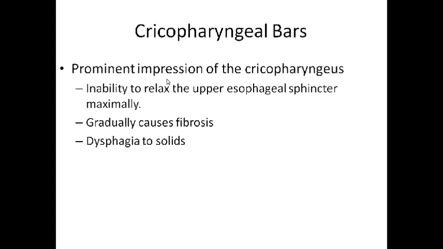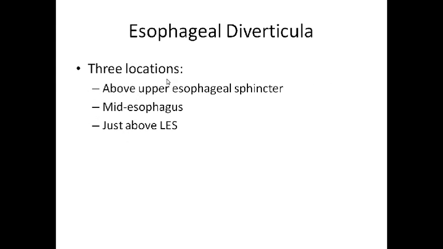We can have cricopharyngeal bars, which are impressions of the cricopharyngeus. Again, this is the inability to relax the upper esophageal sphincter maximally. So it's the inability to relax. They have a deficiency in nitric oxide and it gradually causes fibrosis because of the contraction, and obviously they have trouble with solids more than liquids.